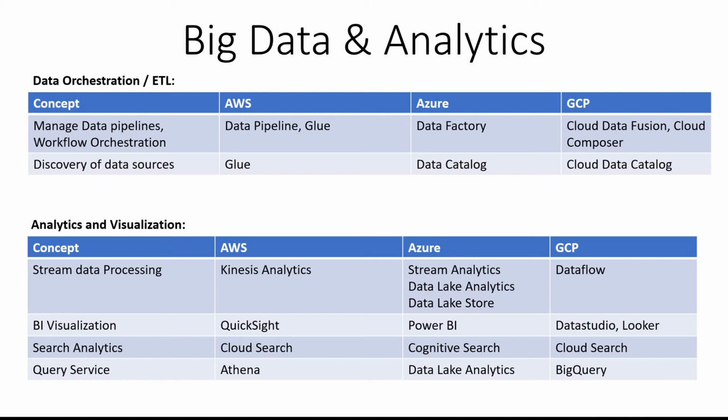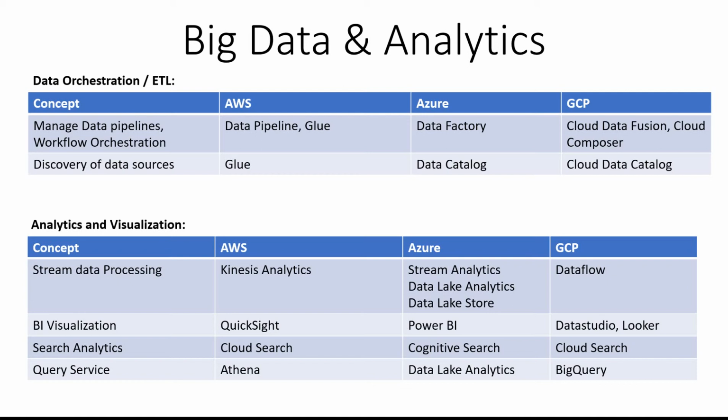At least for stream data processing, in AWS it is Kinesis Analytics. In Azure there are multiple tools; a combination gives this solution: Azure Stream Analytics, Data Lake Analytics, and Data Lake Store. All these three put together give you that data processing, visualization or analytics. In the GCP space, it is Dataflow, and for visualization, in AWS it is QuickSight, where you can see all the fancy graphs and other things.